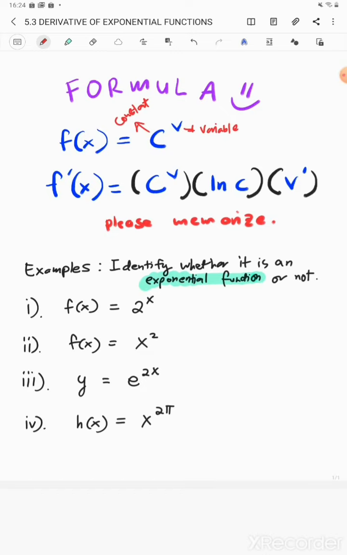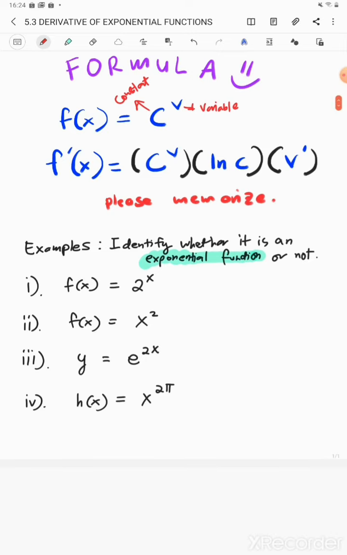Now just a simple example. Just a simple question: identify whether it is an exponential function or not. Now we have 4 questions. Number 1, f(x) equal to 2 power of x. And number 2, we have f(x) equal to x square. So which one between these two is an exponential function? The answer is number 1. Number 2 is not, because in terms of c power v, our c is 2 and v is x.